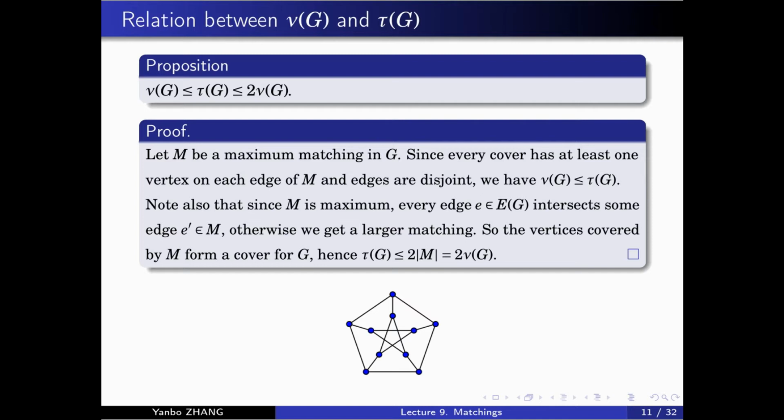Here is a proposition telling us the relation between the size of the maximum matching, nu(G), and the size of the minimum cover, tau(G). The proposition is: nu(G) is less than or equal to tau(G), which is less than or equal to 2 times nu(G).